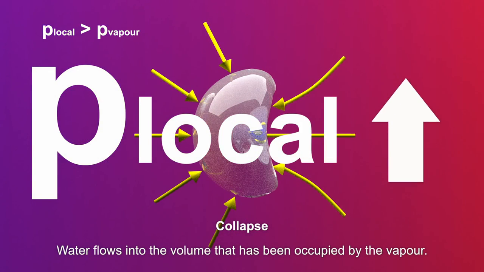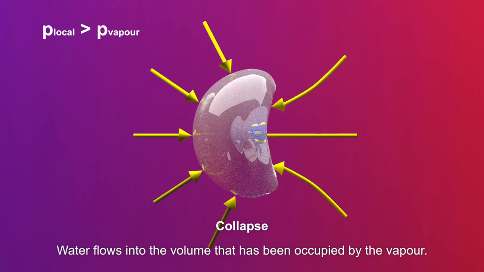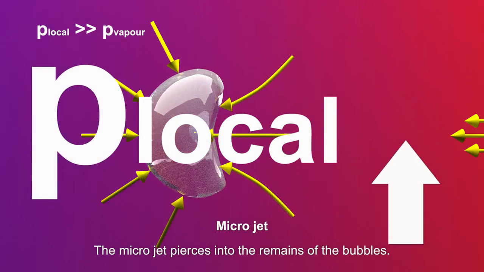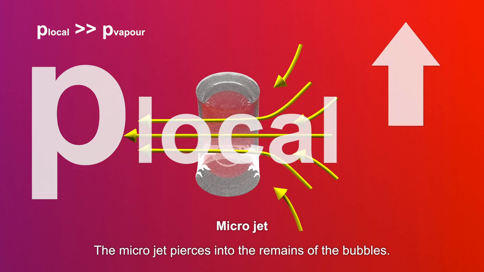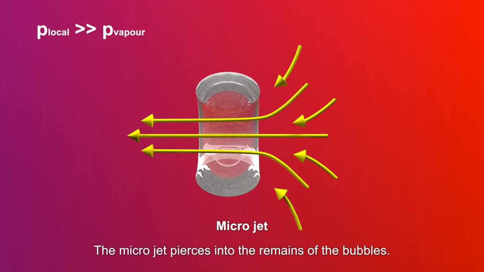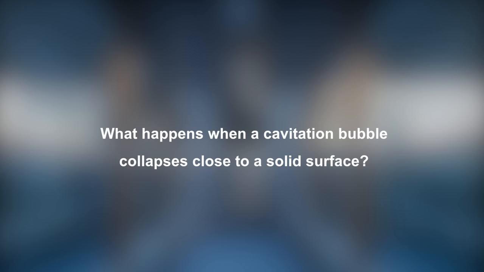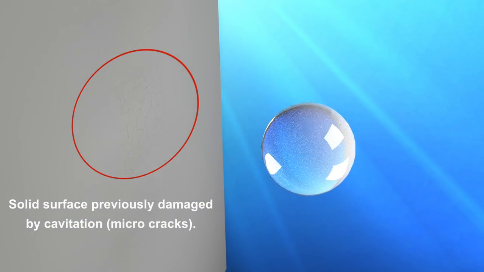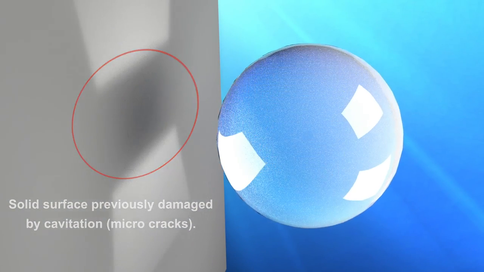A microjet forms and pierces into the bubble's opposite surface. The bubble is now collapsing. The bubble becomes a torus and disintegrates further. The microjet continues to flow in the liquid and can hit a wall. Through its concentrated impact, even high-strength material can be damaged.